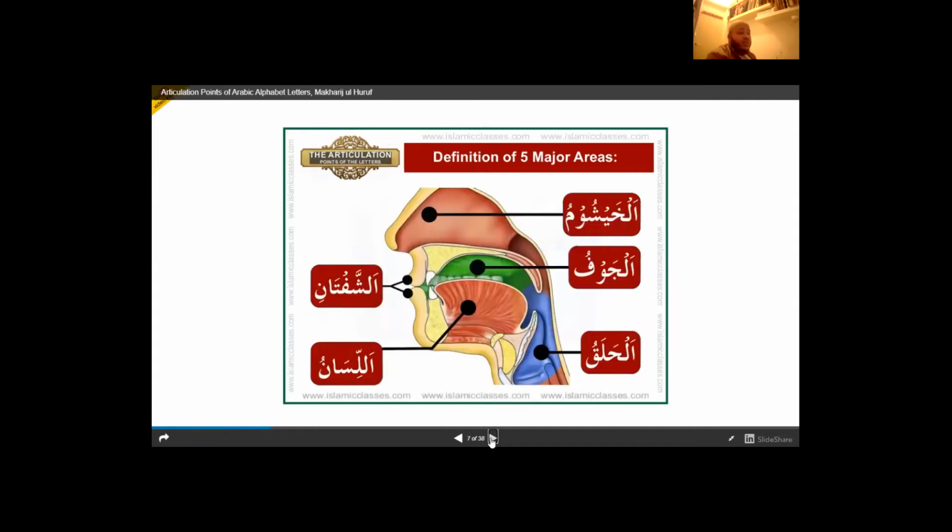Here you go. This is an image of exactly how your mouth would look. Ash-shafatani is the 2 lips. Al-lisan is your tongue. Al-jawf is the empty part of your mouth that leads down your throat. Al-khayshum is from the nose, and this is where we pronounce al-ghunna, from the nostril, as those who have studied tajweed will understand. And then we have finally al-halaq. Our main focus, I say again, is these 4: al-jawf, al-halaq, ash-shafatan, al-lisan. Okay?